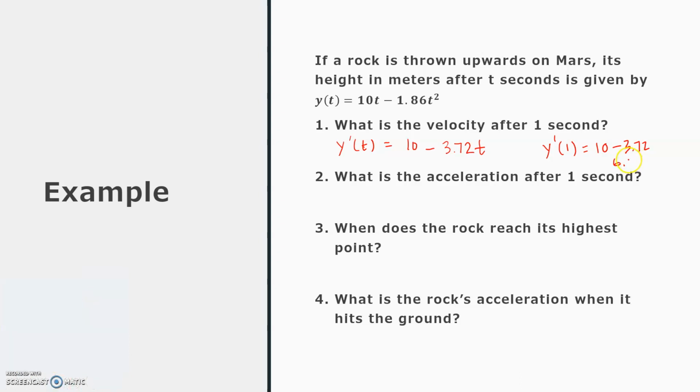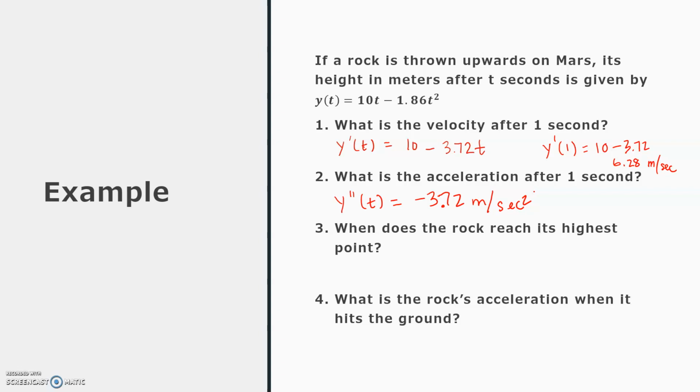And the correct units for that would be meters per second. The acceleration after 1 second, so I'd need a second derivative. If I take the second derivative, I get negative 3.72. That's just the acceleration on Mars, so it'd be negative 3.72 meters per second squared. And the reason I didn't need to use my 1 second was because the acceleration is not variable. It always is the same.